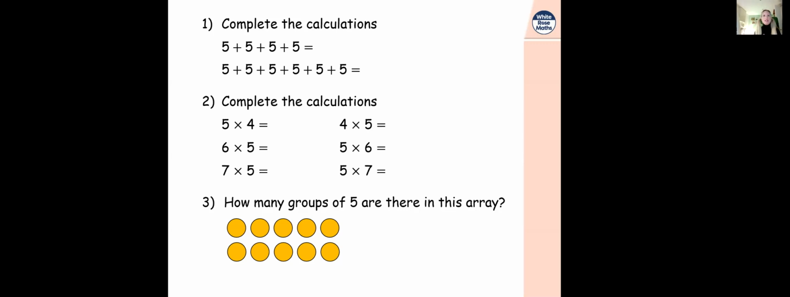I'm being extra nice. Okay, let's look at the next one. I'm going to try and give you less clues. Sometimes I just can't help myself. Okay, 5 add 5 add 5 add 5 add 5 add 5 equals. Count how many 5s you need to add together and use your 5 times table to count up that many.